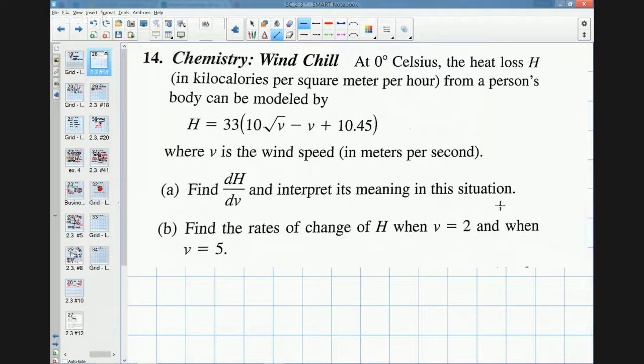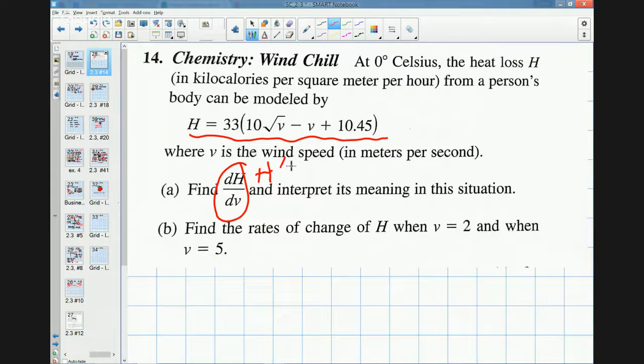And you can see that they actually gave us the equation. Here it is, where V stands for the wind speed and H stands for the heat loss. Now, this might get you a little bit. It says find dH/dV. In effect, what they're saying is find H prime. This is really H of V. They're saying find H prime of V. So in other words, find the rate of change of the heat with respect to the wind velocity. Okay, so we know how to do that. It's just a good old derivative. So let's do that work.